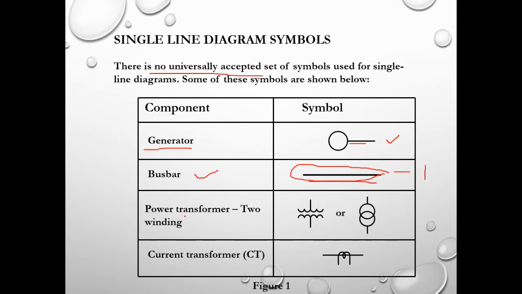Then we do have the power transformer, two windings. It can be this coil symbol over here or two circles over here. All right. And then the current transformer to measure the current, a straight line with these two turns or coils. All right. By the way, there is no universal symbol which is accepted worldwide. So it depends on the manufacturer as well, and it can be easily understood by all the members of the electrical engineering field.